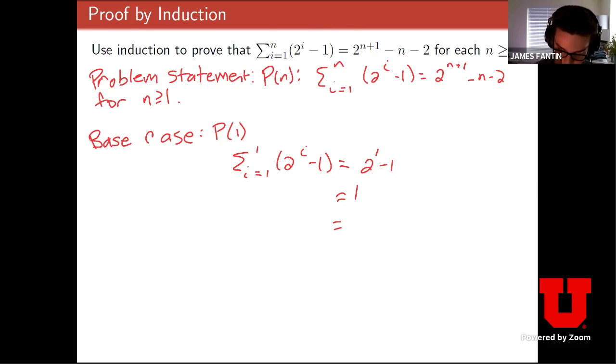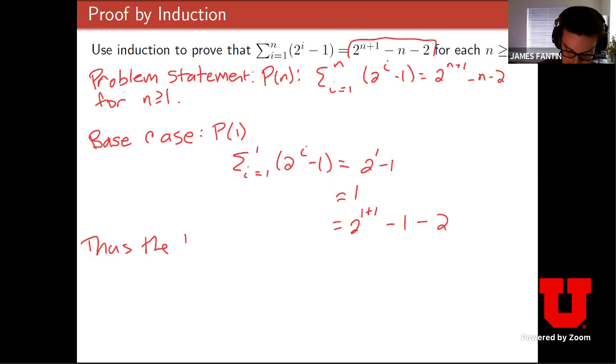And then we wanted to show that, hey, this thing is actually just equal to this. And it turns out it is. It's also equal to 2 to the 1 plus 1 minus 1 minus 2, because 2 to the 1 plus 1 would be 4, minus 1, minus 2. So that gives us back 1. So the base case holds.